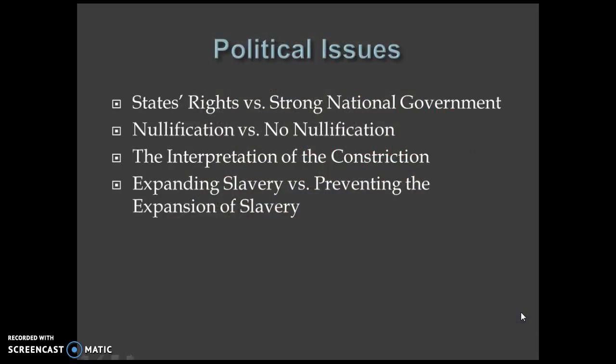You don't have to write this part down. These are just some of the issues, kind of just foreshadowing what we're going to be talking about over the next couple of slides here.